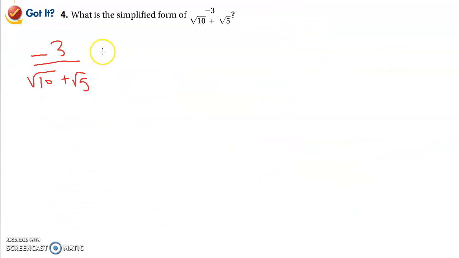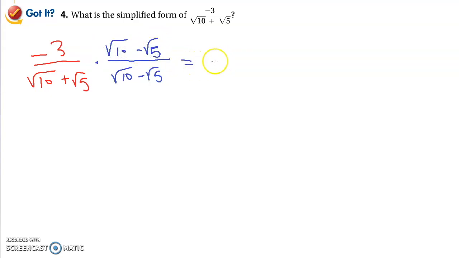Alright, the very last thing we're going to go over today, this last Got It question, just to give you a little bit more practice. What is the simplified form of negative 3 over square root 10 plus square root 5? The first thing I want to do is identify that I have to multiply this by its conjugate. The conjugate of square root 10 plus square root 5 is square root 10 minus square root 5. Because this is math and math is fair, multiply them both by the same thing.